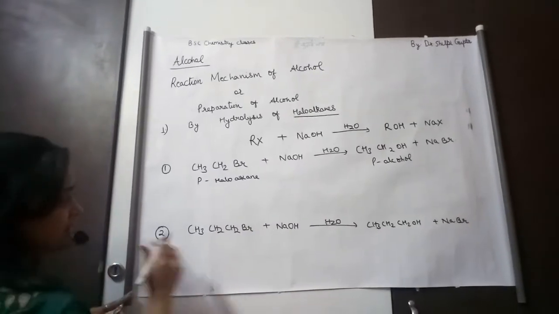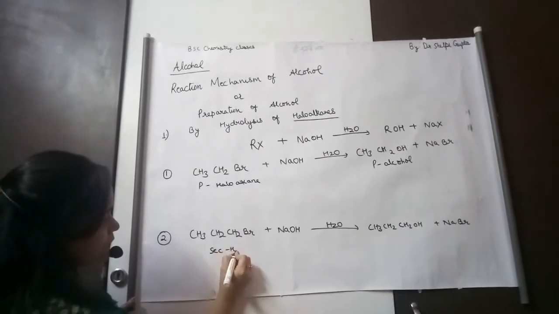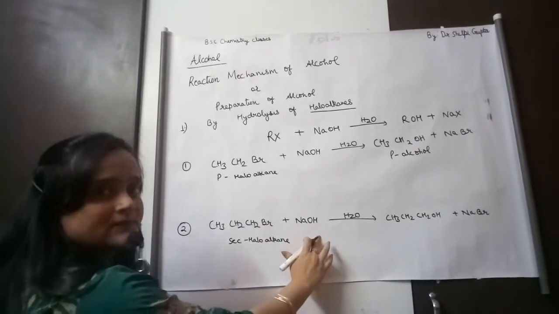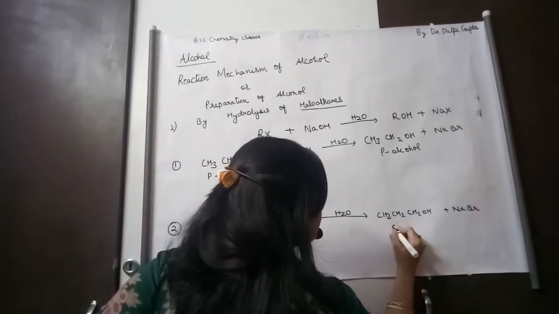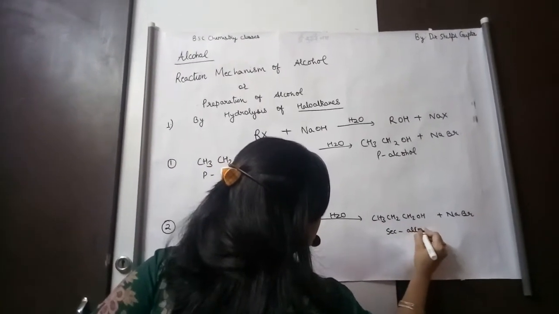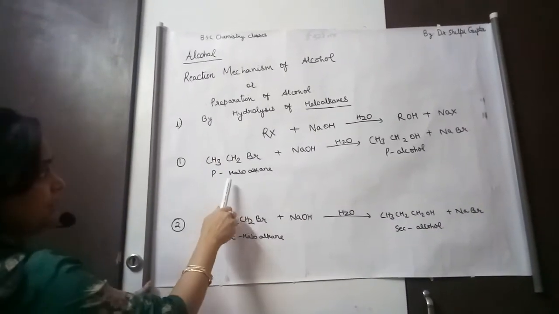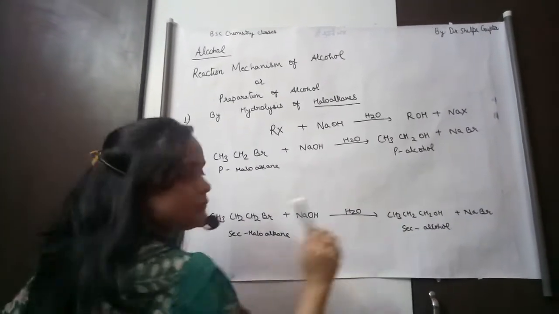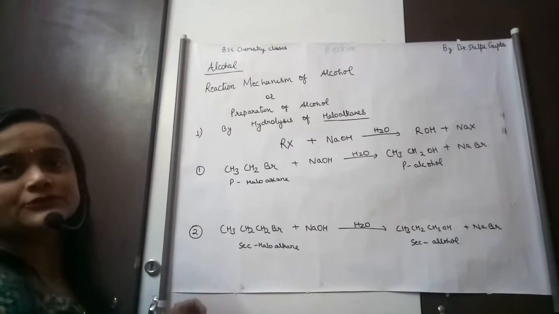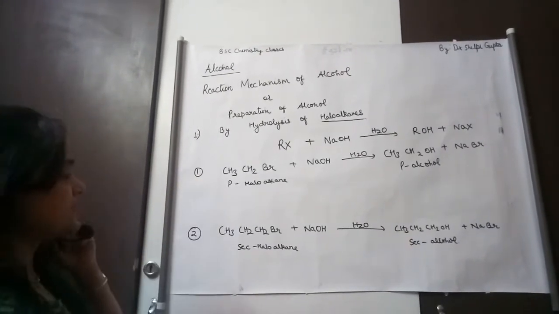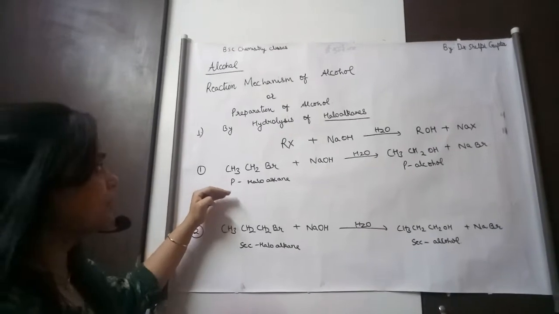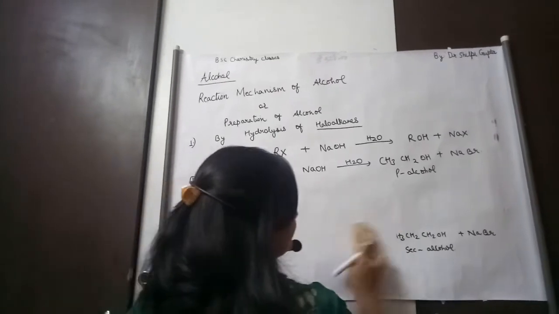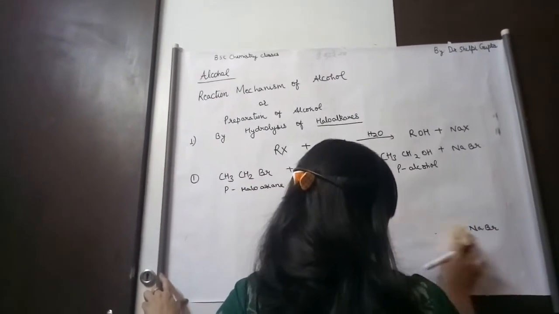Whereas when a secondary haloalkane is treated with sodium hydroxide, what we get is a secondary alcohol. So what you understand is, with primary haloalkane we get primary alcohol and with secondary haloalkane we get secondary alcohol. Understood? Now the reaction mechanism. First I will explain the reaction mechanism of primary haloalkane and then the secondary haloalkane, and how the reaction is carried out step by step.